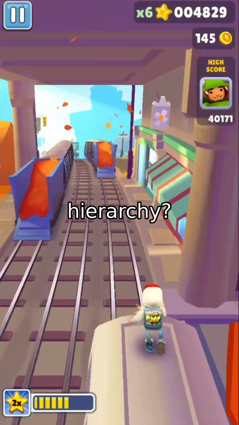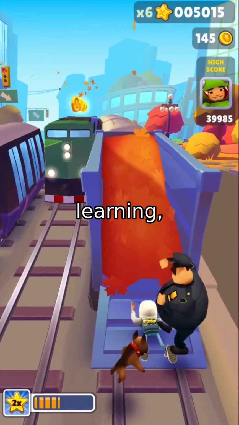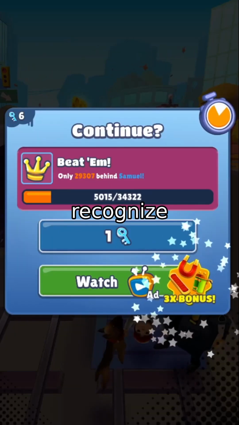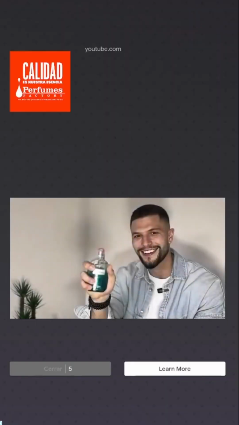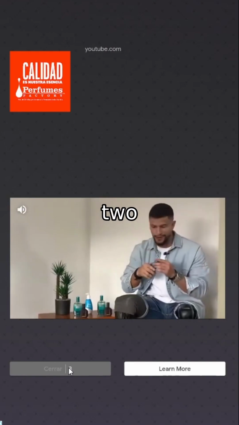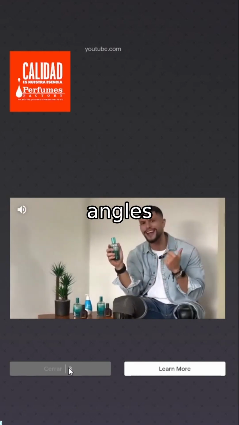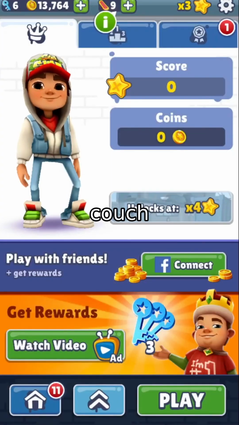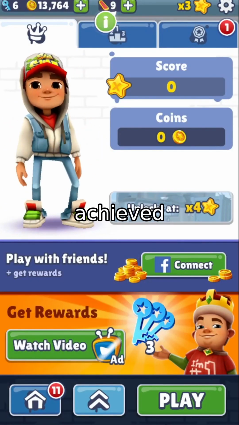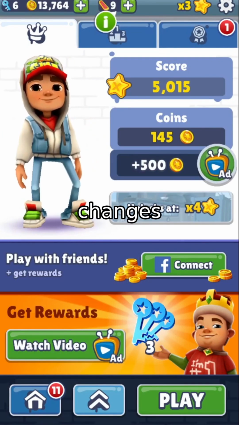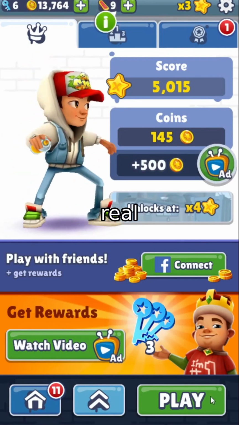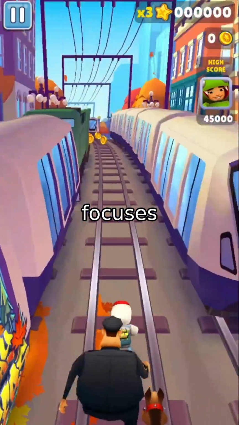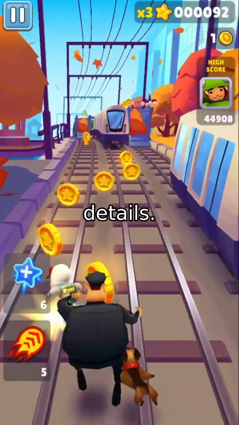How does the model learn this hierarchy? It uses contrastive learning, a technique where the AI is trained to recognize similarities and differences in images. Picture this: the algorithm learns that two photos of the same coffee table, from different angles or lighting, should be grouped together, while a couch photo is separated. This is achieved through data augmentation, subtle changes like cropping or adjusting brightness to mimic real-world variability. The model focuses on the essence of an environment, not just surface details.